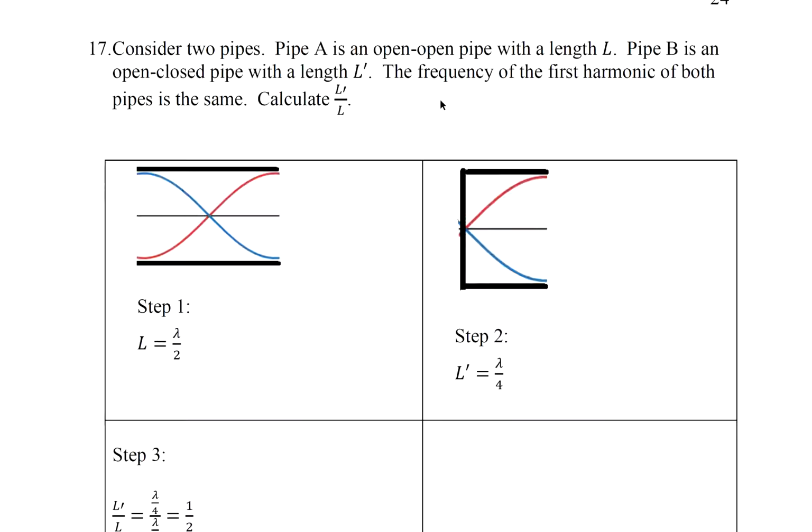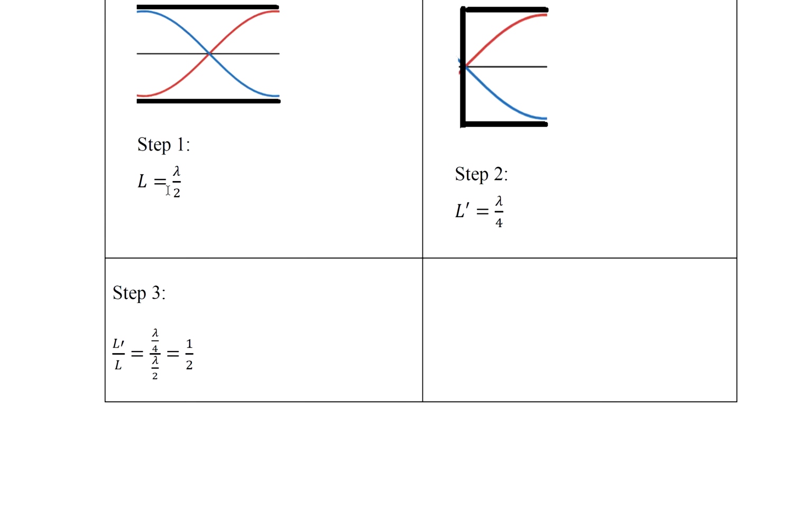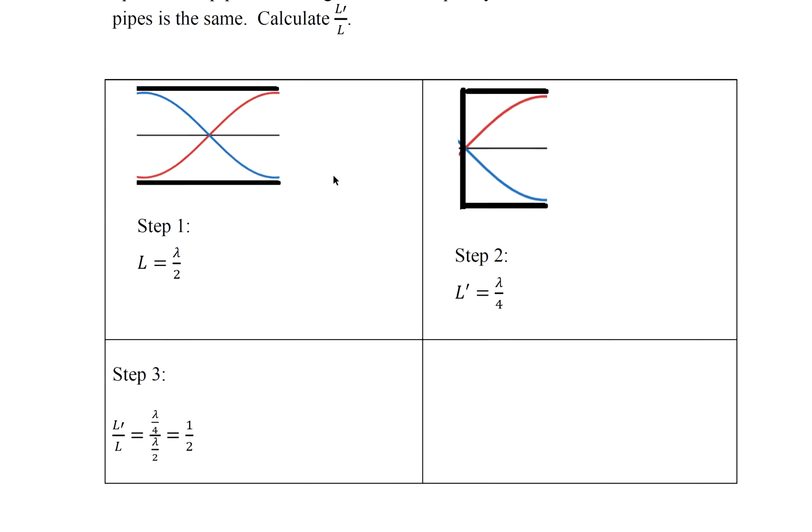So they're talking about the frequency of the first harmonic. So let's just draw the first harmonic of an open open and open closed. So once we divide the two, we get 1/2.